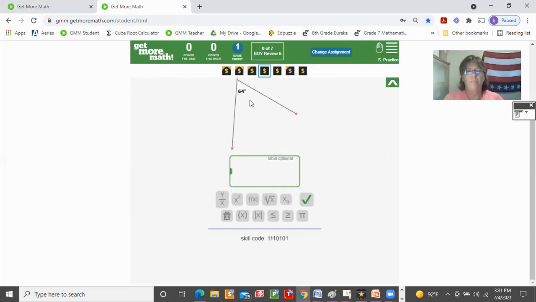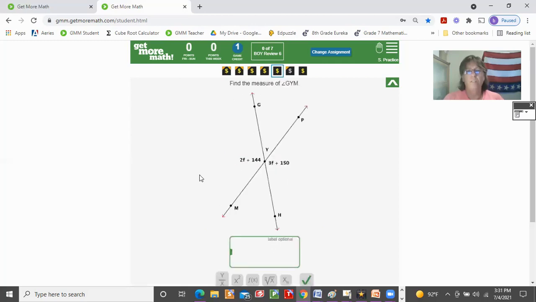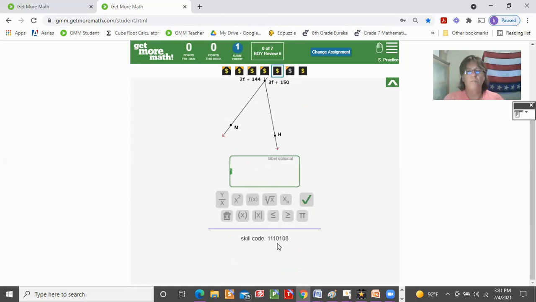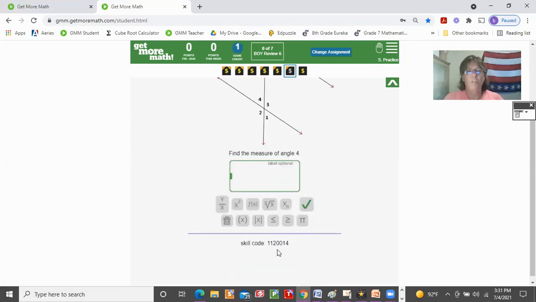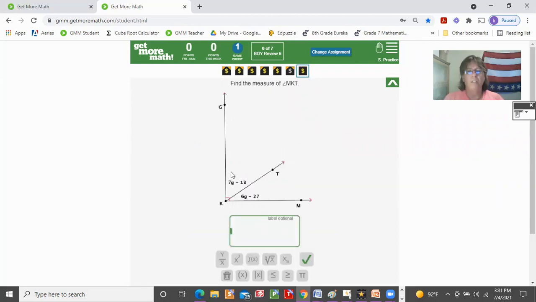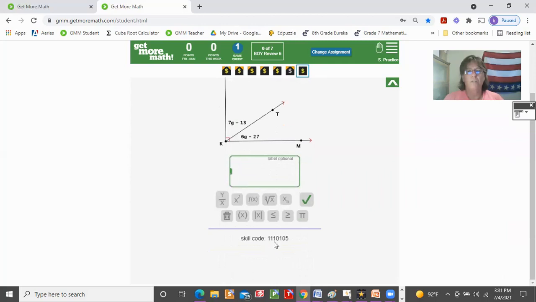This is skill code 1120001. This is going to be supplementary angles, skill 1110101. This one's going to be talking about vertical angles and 1110108. The next one again is parallel lines with transversals. Now these are expressions, so a little bit harder. 1120014. And the last one is complementary angles with expressions, 1110105.